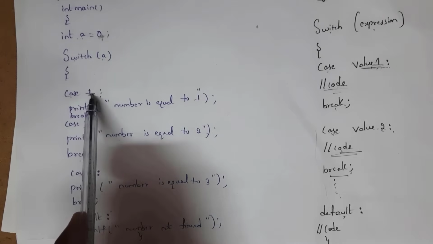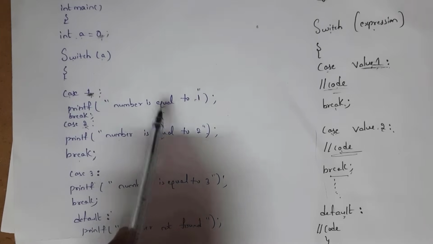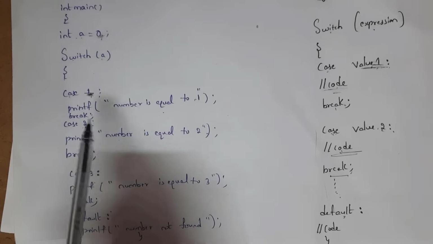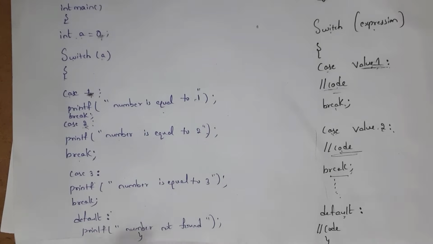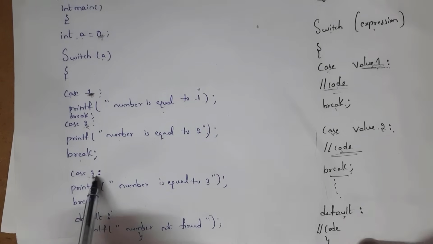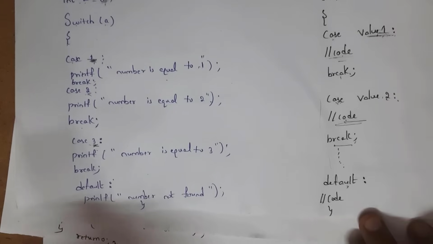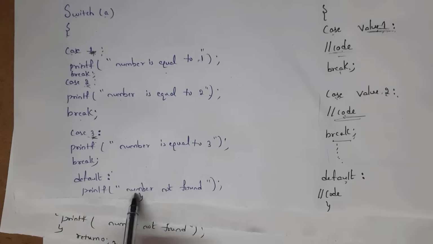0 is not equal to 1. So this will not be executed. Similarly 0 is not equal to 2. This will not be executed. 0 is not equal to 3. It will not be executed. So I will get output as number not found.